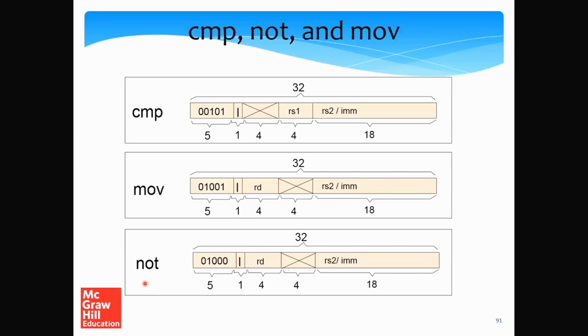Similarly, the not instruction will be similar to the move instruction. It will not have its first source register. It will have a destination register, and we'll have the rs2/im field, where we will have a single operand which can either be a register or an immediate. So we'll use the rs2 field.